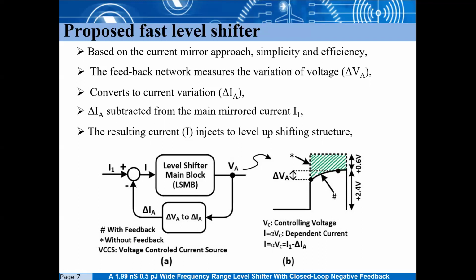So in the case of delta IA equal to I1, the controlling part will totally turn off the circuit. Consequently, the average energy corresponding to the green highlighted volume in this figure would be saved in each period.